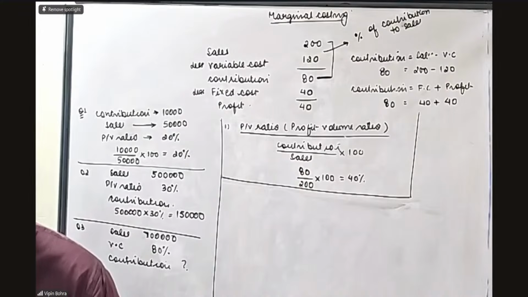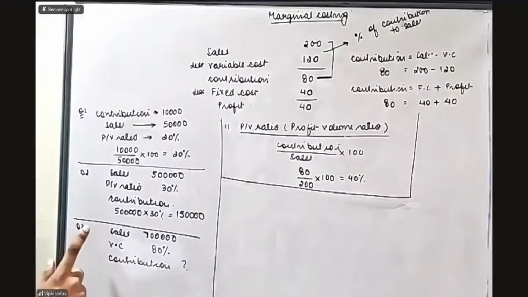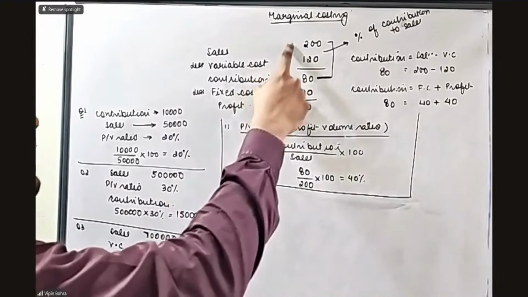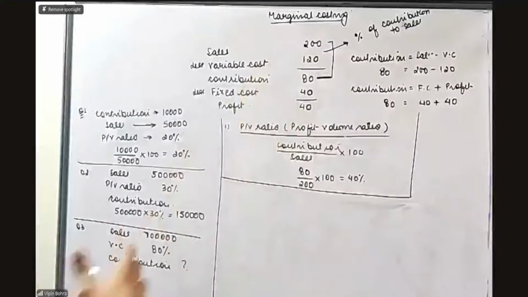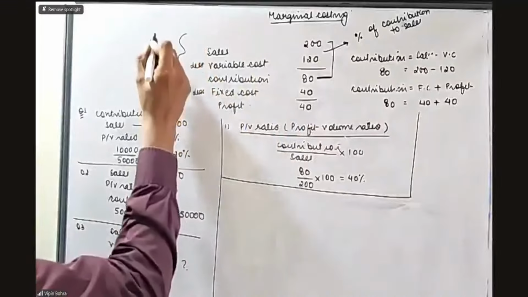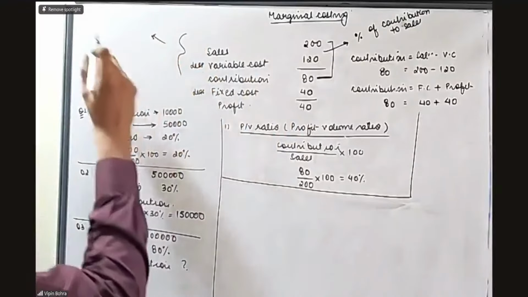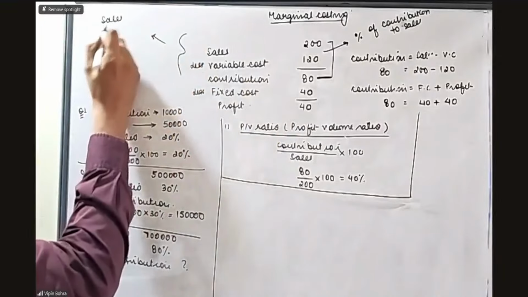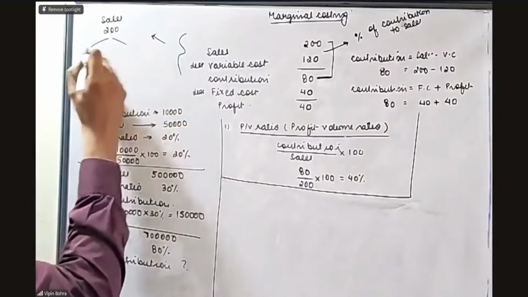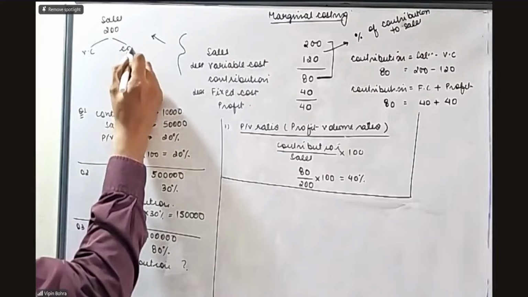Very good, Pranav. So here, see, my sales is 7 lakh. My variable cost is 80%. So here in this question also, we have divided the sales into two parts, that is variable cost and contribution.